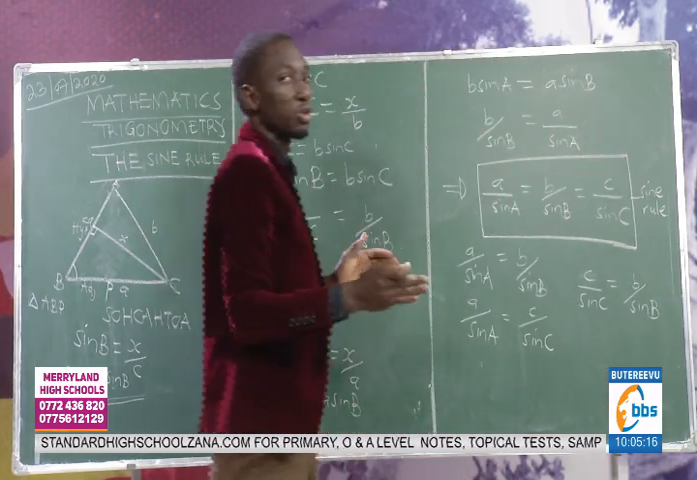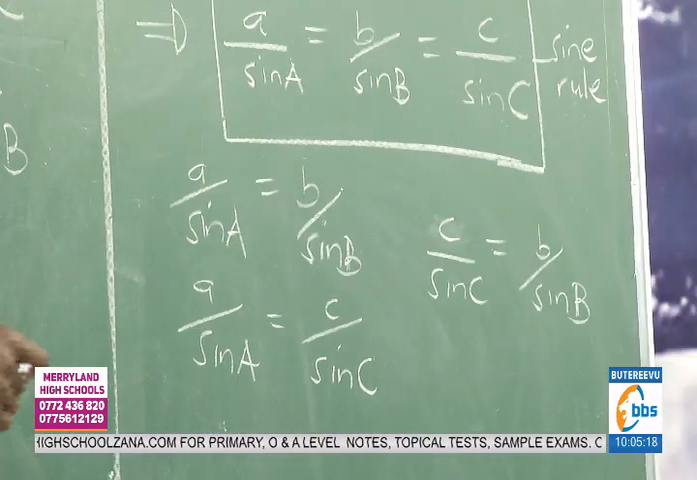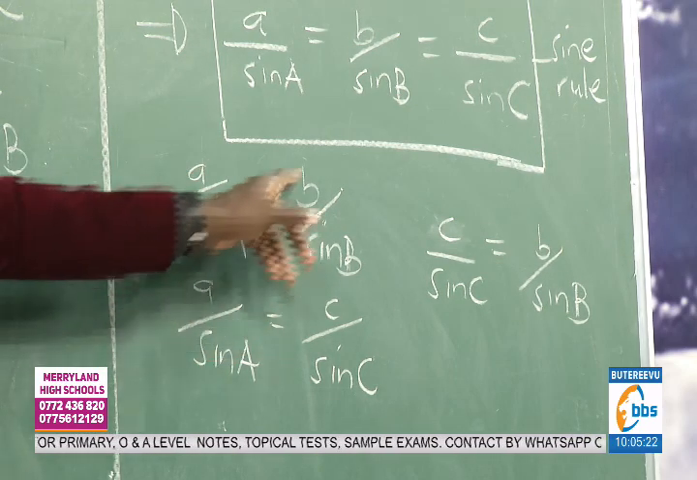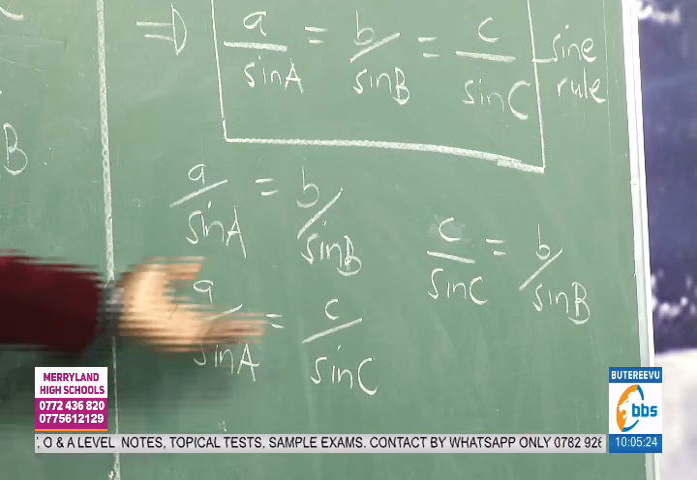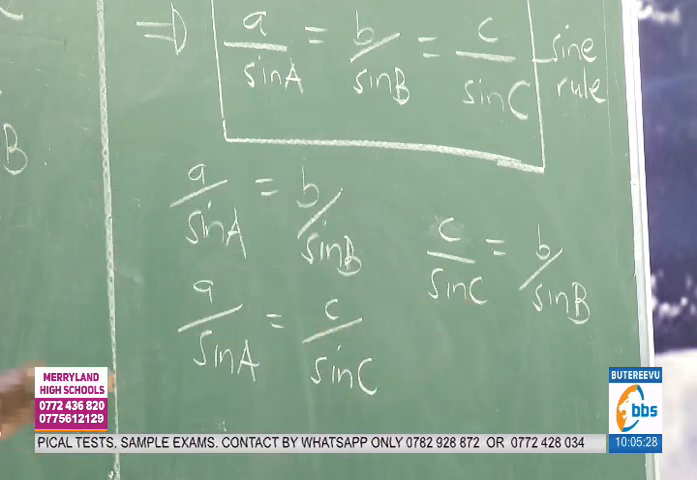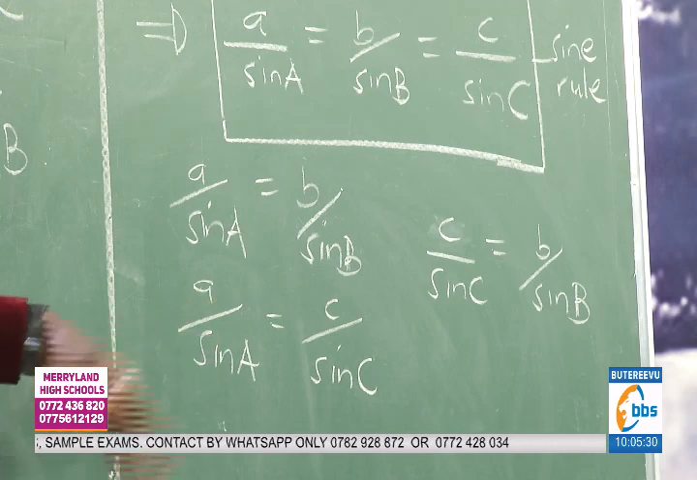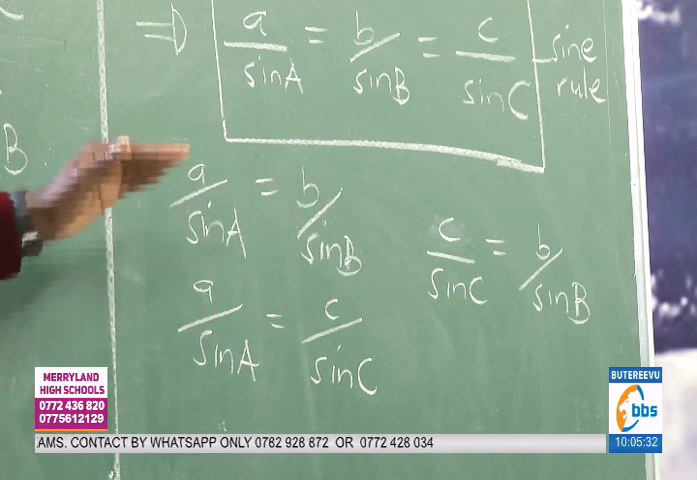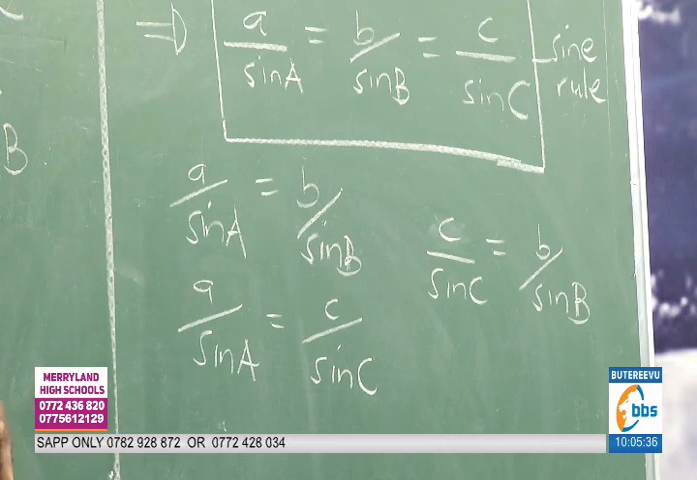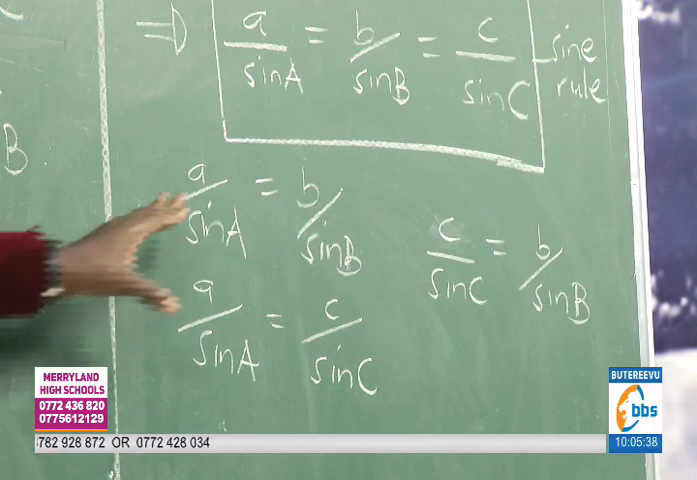We're just going to deal with two at a time. That's what the question is going to be requiring us to do. So I can say A out of sine A equals B out of sine B, A out of sine A equals C out of sine C, C out of sine C equals B out of sine B. So that's what we are going to be dealing with. You can equate any two, remember the side has to be up, then the sine of the angle is down. So we are going to do examples, but this is how we are going to use the sine rule.